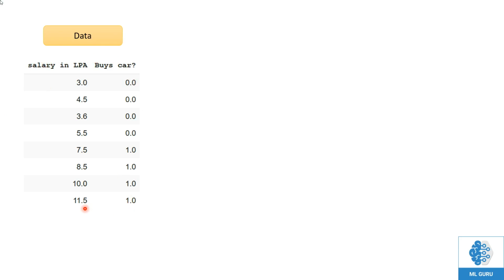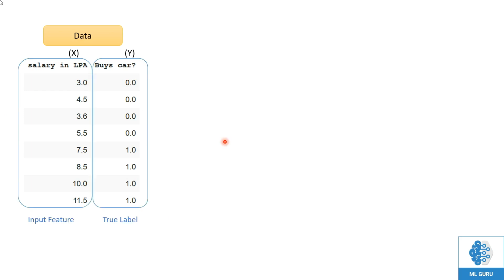In this, the first column is the salary in lakhs per annum, and the second column is whether that person buys a car or not. So this has two parts. You can split this data set into two parts. The first part is denoted with capital X, and the second part can be denoted by capital Y. This X is called the input feature, and since there is only one column in X, there is only a single feature or single variable. The next column, which is denoted by capital Y, is called the true label.